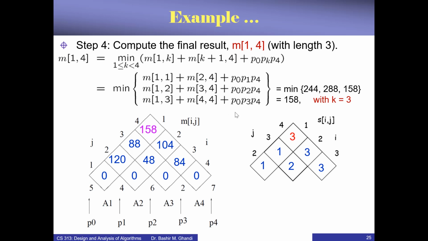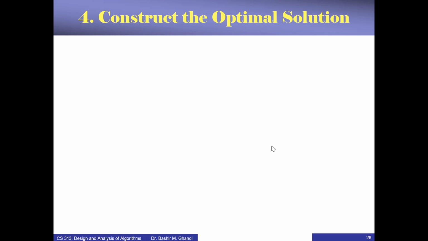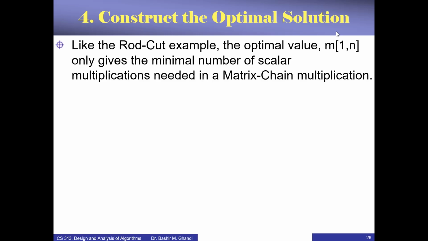However, as we know, finding the minimum is not our only problem. We want to know where to put the brackets if we want to solve the problem with minimum cost. So we need to go all the way to step number 4, construct the optimal solution. Like the rod cut example, the optimal value m1n only gives the minimal number of scalar multiplications needed in a matrix chain multiplication, as I just said.